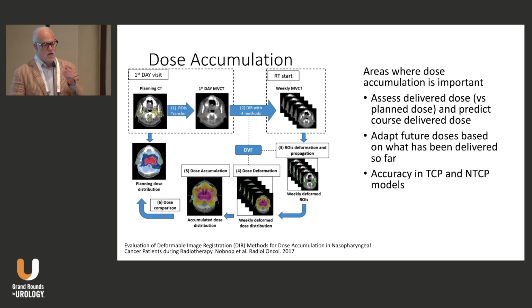Again, this is just a slide showing how on day one you have your initial planning CAT scan, and then as things go on, you may be able to measure accumulated dose with serial scanning. So areas where dose accumulation is important, it can assess the delivered dose versus the planned dose. So what is the dose your tumor is actually getting versus what you plan, and predict the delivered dose, what we'll get, and adapt future doses based on what has been delivered, and certainly look at the cumulative dose to normal tissues, which then can be changed.